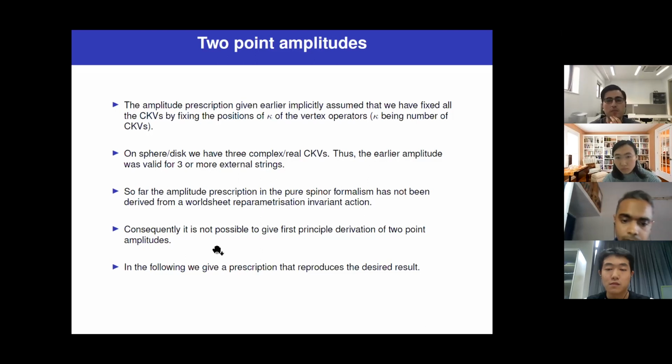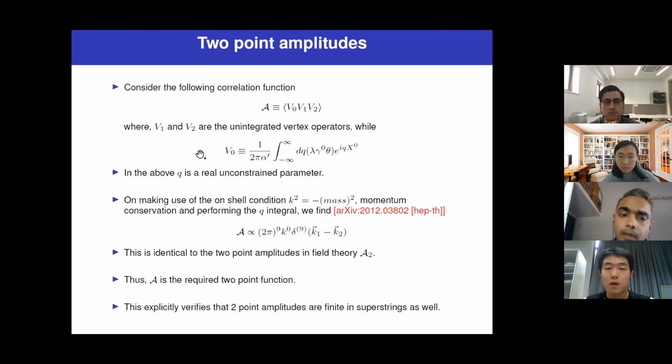So what we'll do in the following is to give a prescription, and that will be justified by the fact that it reproduces the correct result. The integral over q is real and unconstrained. Next, we calculate this correlation function, and that involves the following steps. First, we use the on-shell condition and momentum conservation, and then finally we perform the Q integral. After doing all of this, we find this particular result.